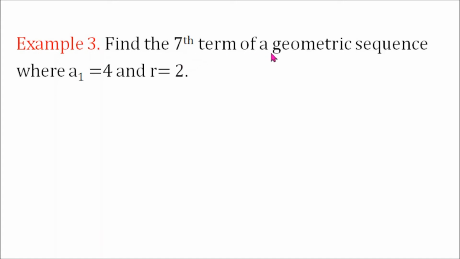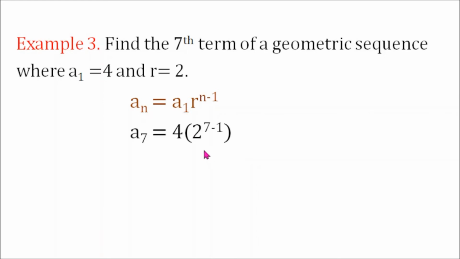Find the seventh term of a geometric sequence where a sub 1 equals 4 and r equals 2. This time we are going to use the formula a sub n equals a sub 1 times r to the power of n minus 1. So our n here is 7, our a sub 1 is 4, and our r is 2. So this means a sub 7 equals 4 times 2 to the power of 7 minus 1.